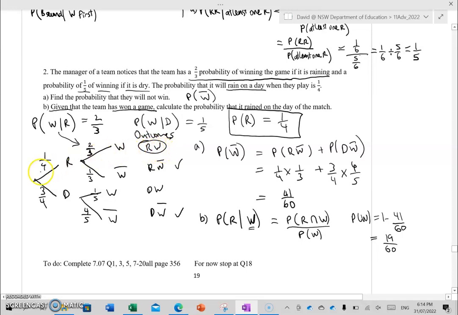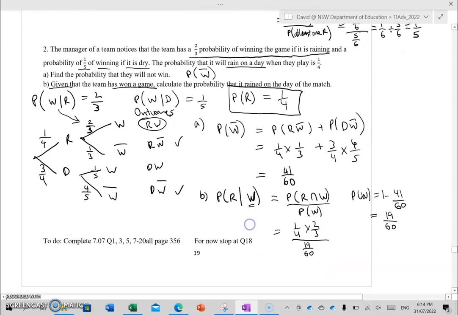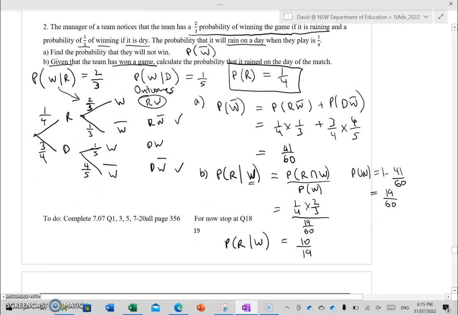Raining and winning. So therefore the numerator is going to be 1/4 times 2/3 over the probability of winning, which is 19 out of 60. Okay, put all that into your calculator and you'll get 10 out of 19. So that's the probability of it raining given that they've won. 10 out of 19.